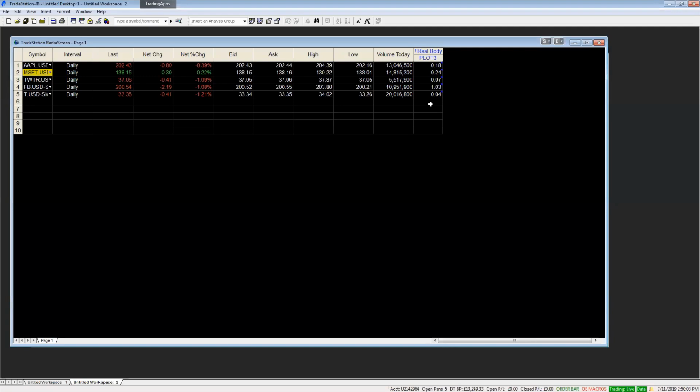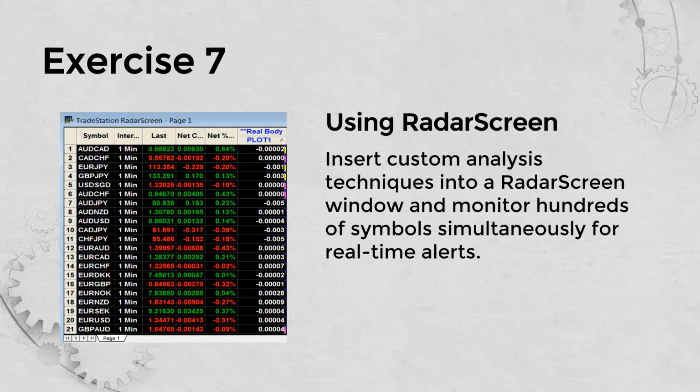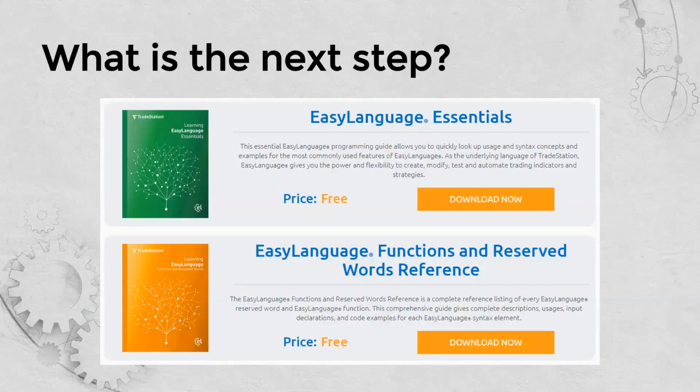That's a lot of information, I know, and hopefully it was easy to follow. This whole session has been recorded, and the video will be available to anyone that would like to watch it and review it. We have a couple of books that are available on the TradeStation website that are free downloads. We have the EasyLanguage Essentials, and we have the EasyLanguage Functions and Reserved Words Reference.